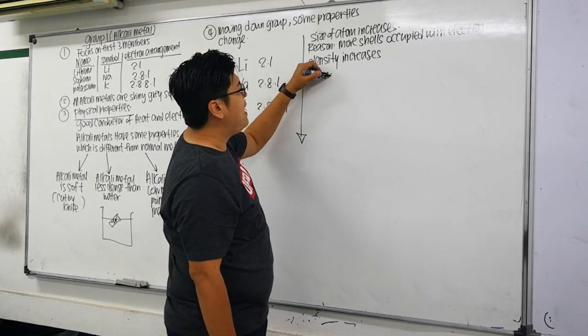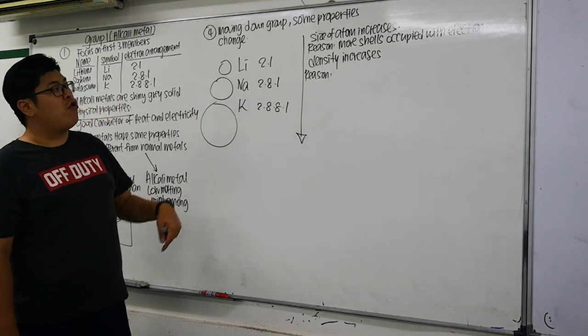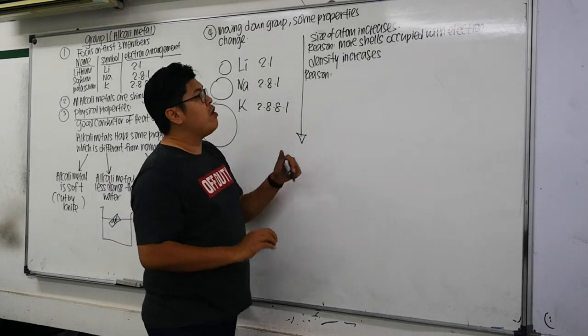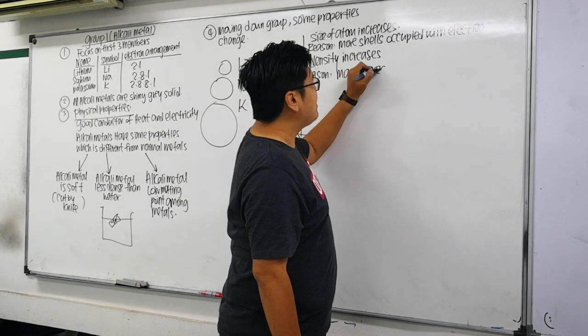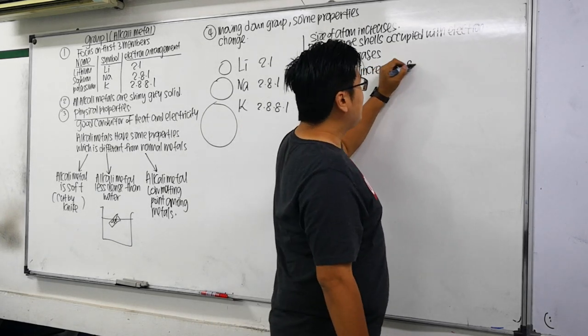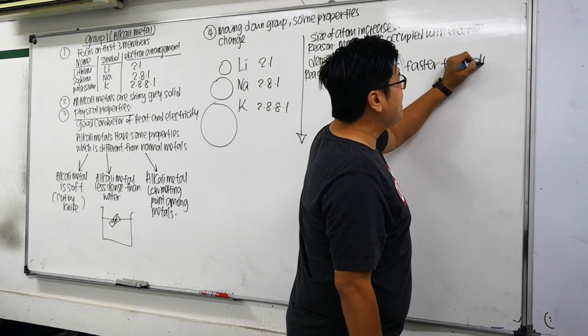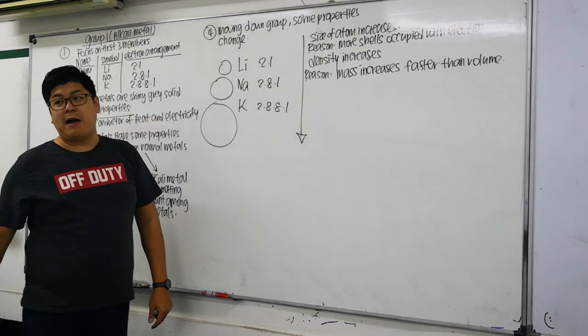Density is mass over volume. We learned in PD3 that going down the group, the mass increases very fast, faster than the volume. So going down the group, the mass actually increases way faster than the volume. If the mass increases so fast, when mass increases, density also increases. Okay? This one is seldom asked, but it's good to know.